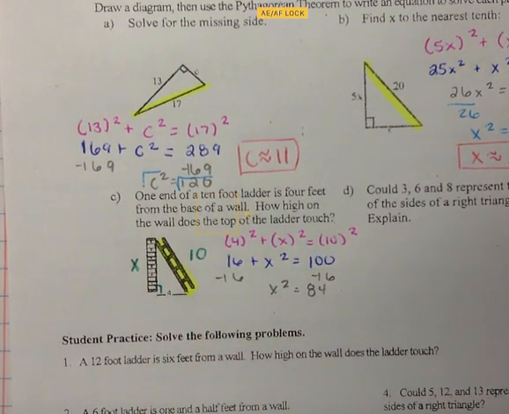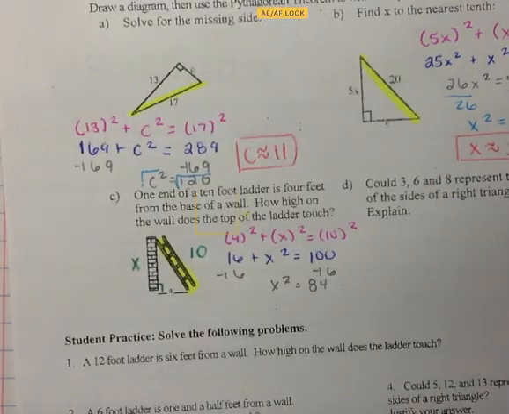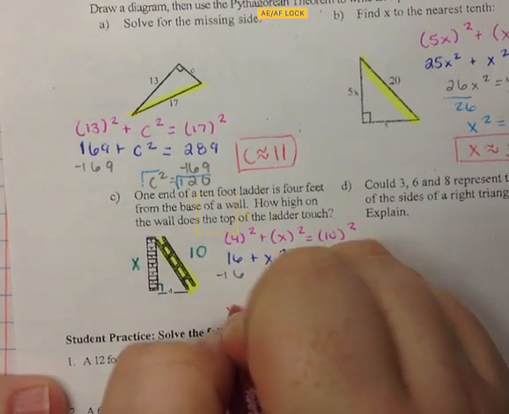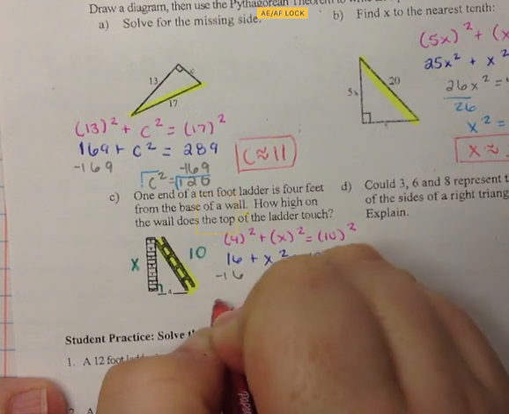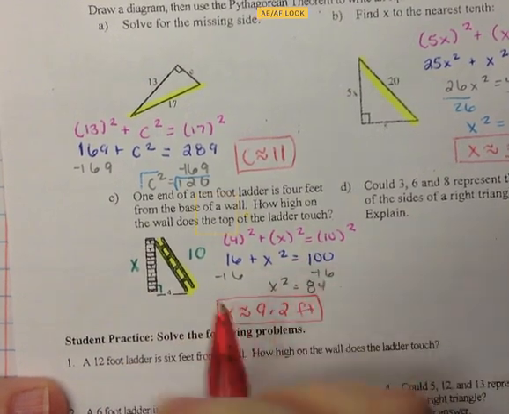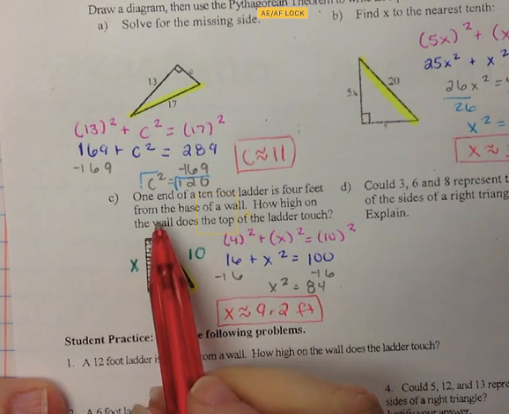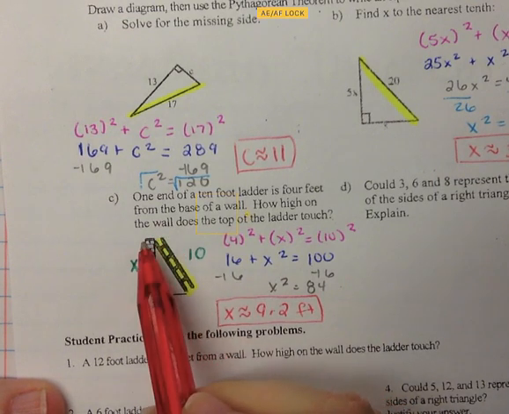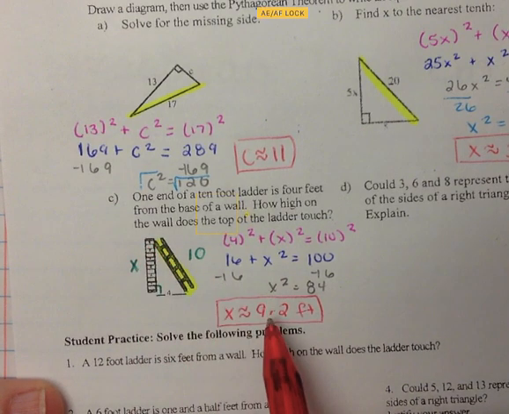If we round this to the nearest tenth, we take the square root of 84. The square root of 84 is roughly 9 and 2/10, so it reaches up the wall 9.2 feet. So x is approximately 9.2 feet, because we do have units here. If we think about that, the ladder can only reach up to 10 feet if it's standing up straight. This one is tilted against the wall, so it is shorter than 10 feet. That makes sense of why it is shorter than 10 feet.